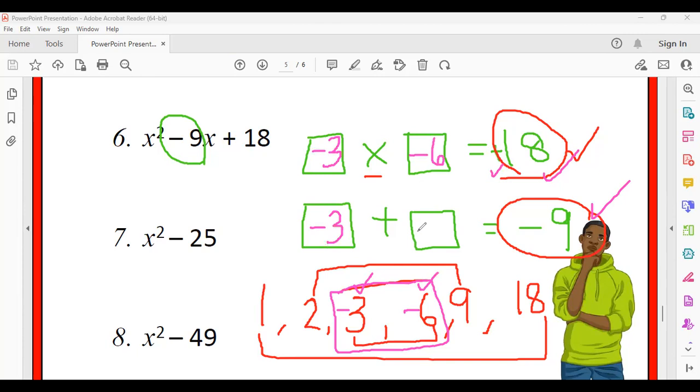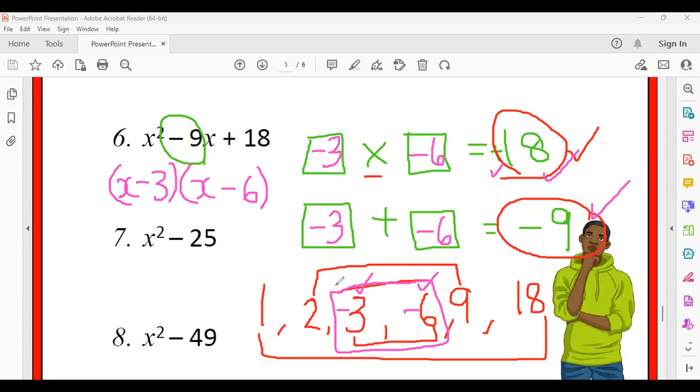Do you understand now? Okay, so now we have two brackets. One would be negative 3 and the other would be negative 6. Of course, your x is here. Can you see? Very good. Very, very good. You've got it.